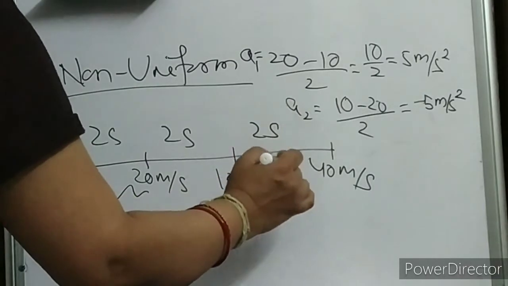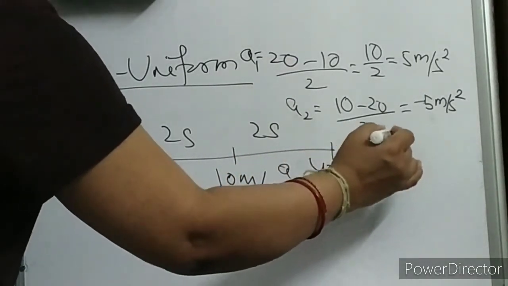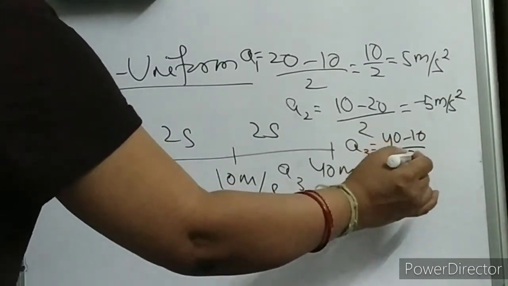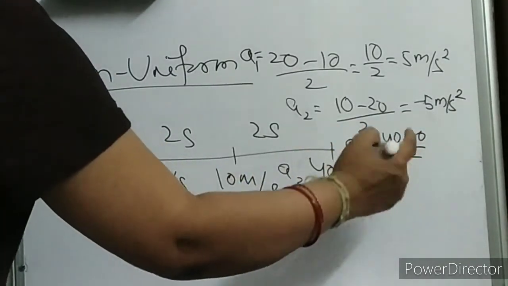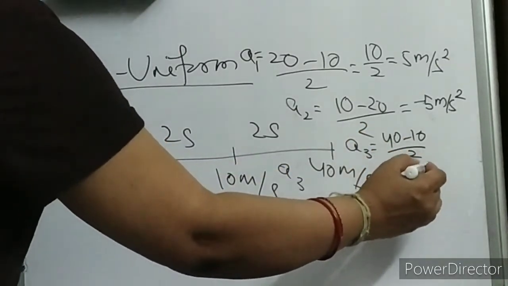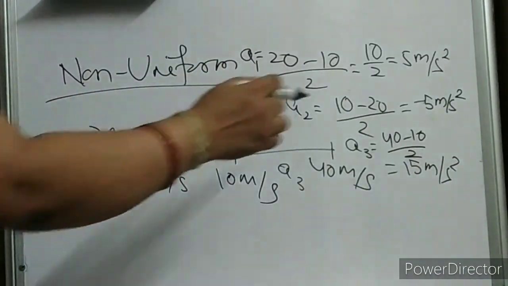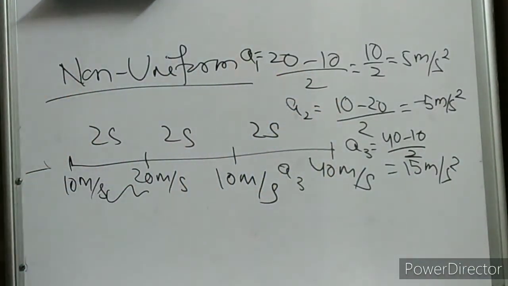So it will be minus 5 meter per second square. And this is your A3 suppose. So what is A3? 40 minus 10 divided by 2. Okay. So how much it is? 40 minus 30 by 2. See, is it uniform acceleration, children? This is non-uniform acceleration. Hope it is clear to you people. What is non-uniform acceleration?